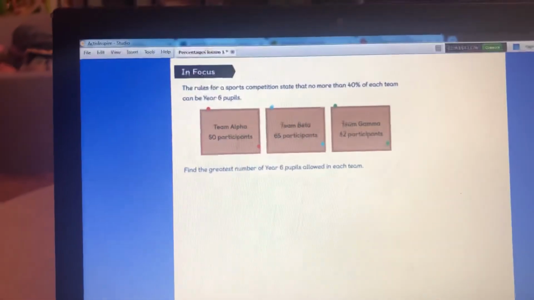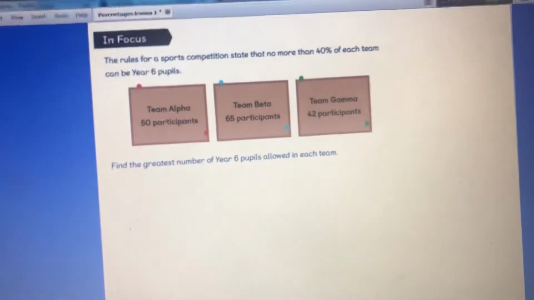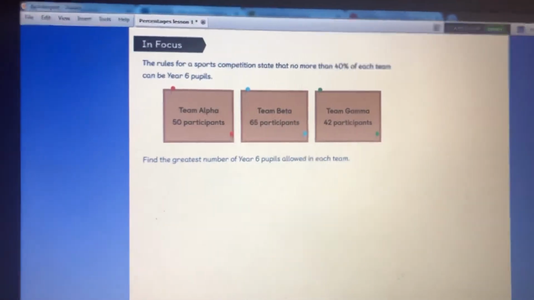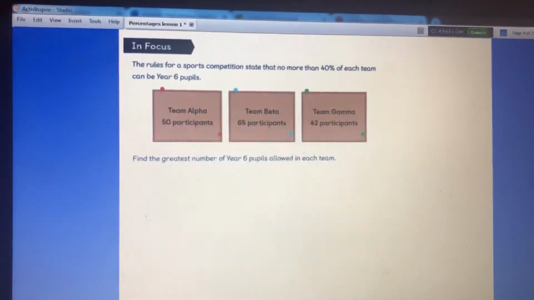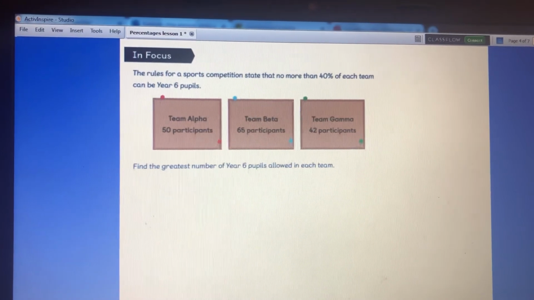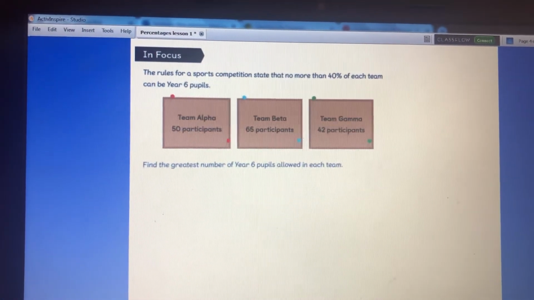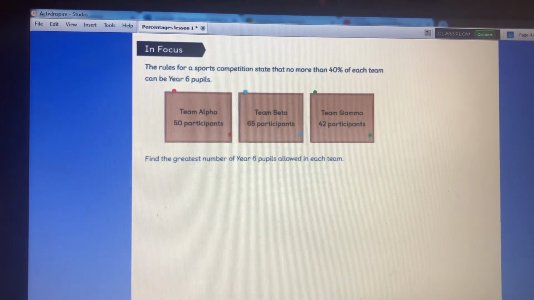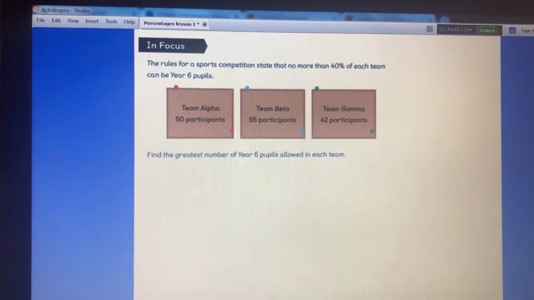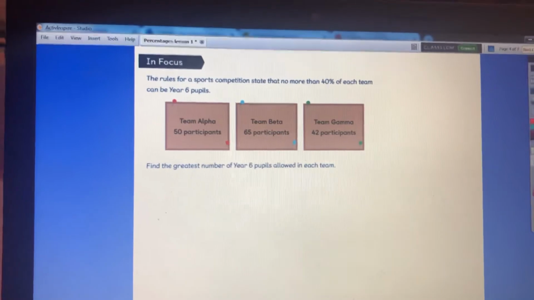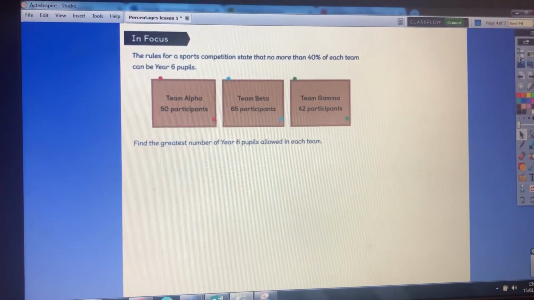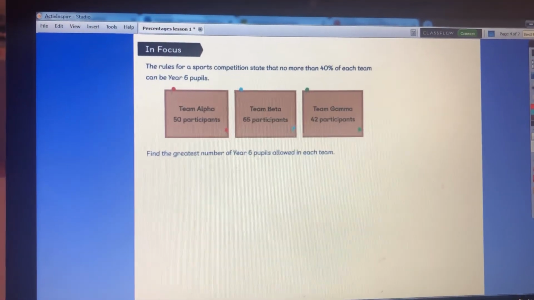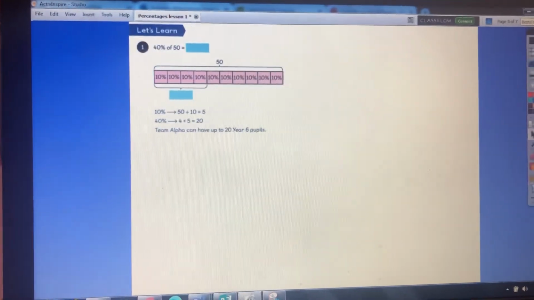So we're going to be looking at percentages today. So it says here, the rules for a sports competition state that no more than 40% of each team can be Year 6 pupils. So we've got Team Alpha, Team Beta and Team Gamma. There's 50 in the first team, 65 people in the second and 42 in the third. I'm going to show you how to find 40% of these numbers.